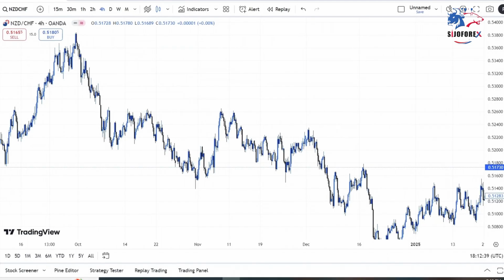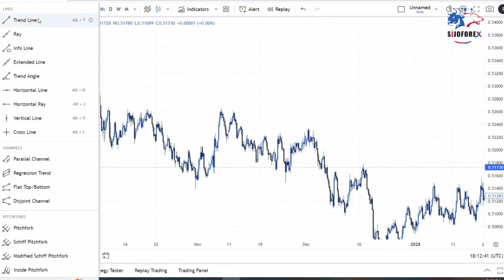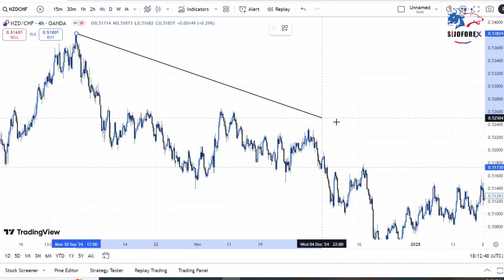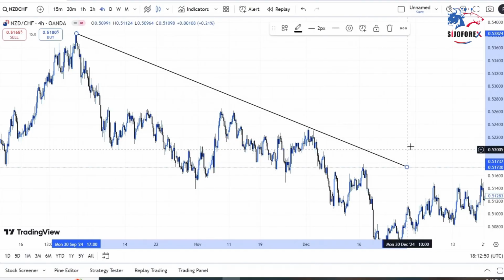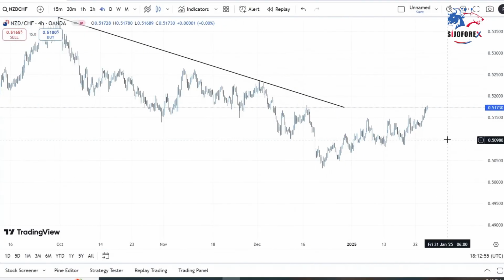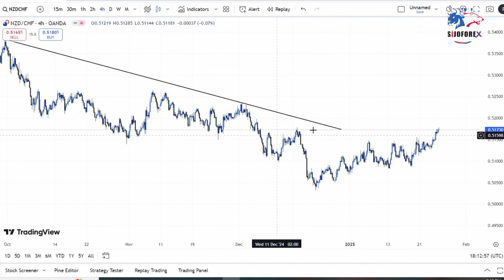You come here to this top. This is trend line. Look at it. When you click it, you can draw your trend lines. You can draw your trend line from here. Let me show you. I'm going to adjust my trend line. This is it. Draw a trend line.